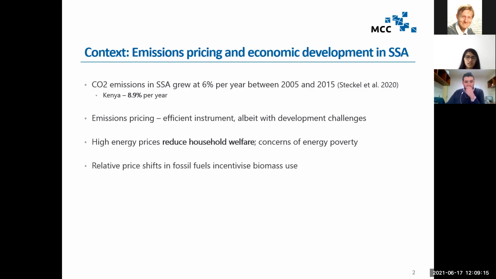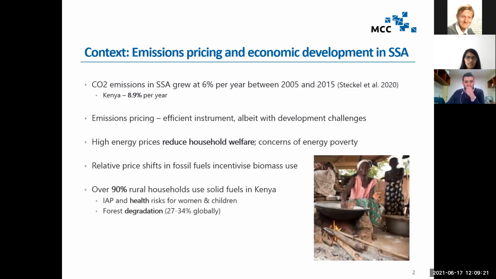Increases in fossil fuel prices relative to those of charcoal or firewood can also increase biomass use. And this is especially problematic in cases where, for example, in Kenya, over 90% of households already use biomass for cooking and heating, because there are associated health risks, especially for women and children. And there are also concerns of forest degradation. So sub-Saharan Africa currently accounts for 1/3 of the global unsustainable wood fuel harvest.